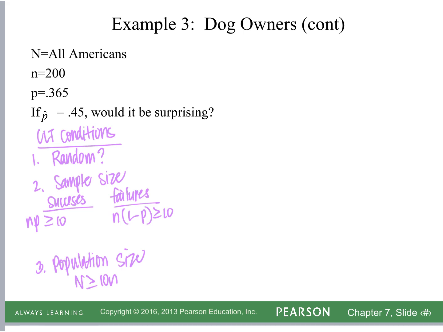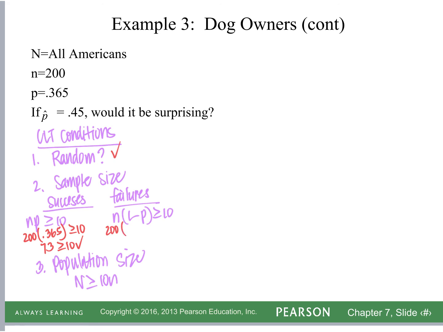Well, in the example in the previous slide, it did say that it was based on a random assignment. So we'll go ahead and put a check for random assignment. Number 2, sample size. So we'll check the successes and failures. We'll check the successes first based on a sample size of 200. P is 0.365. So 200 times 0.365 is 73. So successes checks out.